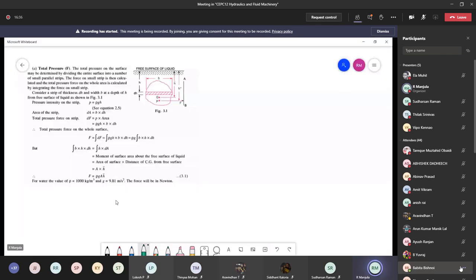So here, let us consider the first case. The first case is nothing but your vertical plane surface. You are going to consider what is the total pressure and center of pressure which is acting on the vertical plane surface. So for the vertical plane surface, you are considering this is the free surface of the liquid. You can see the free surface of the liquid, and this is the vertical surface.